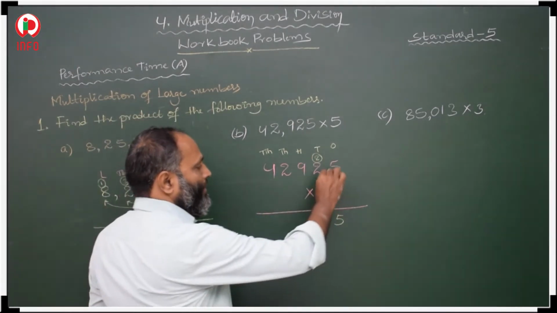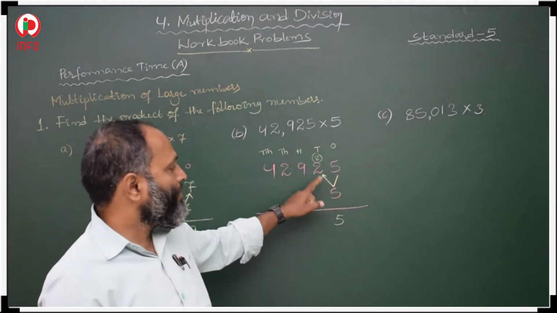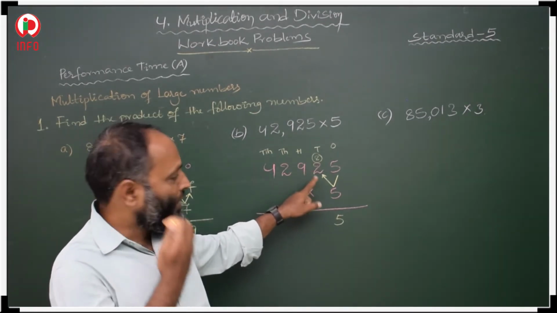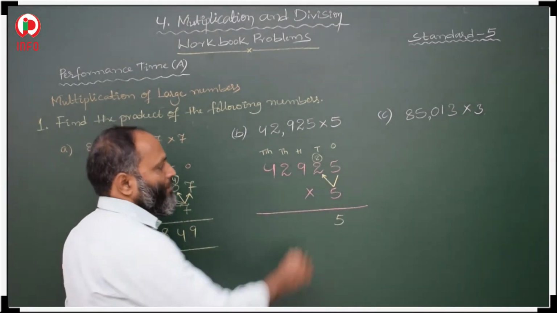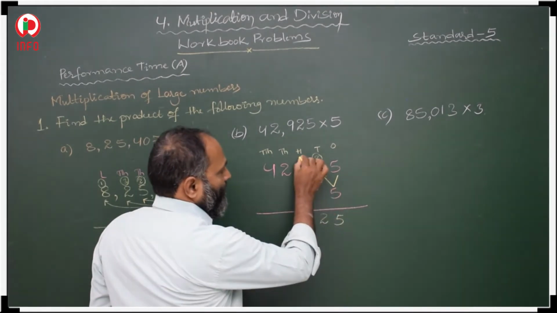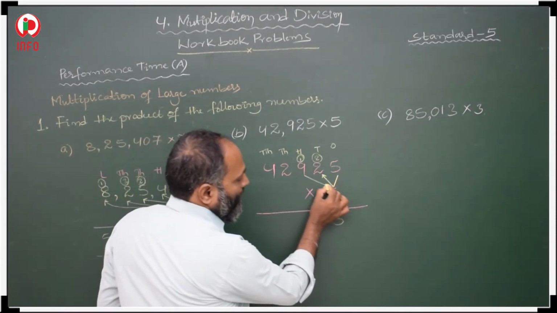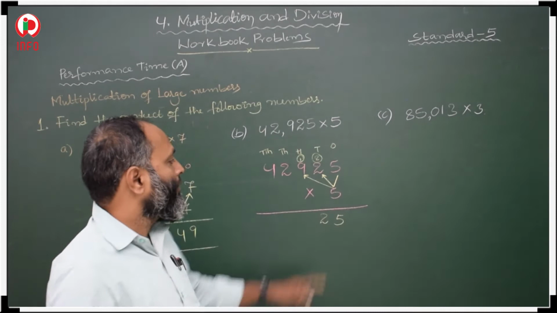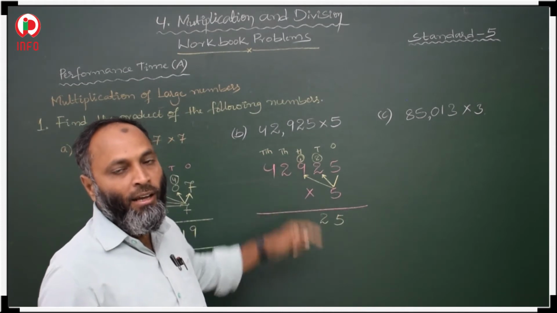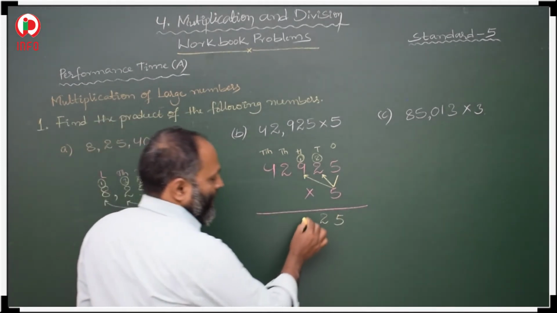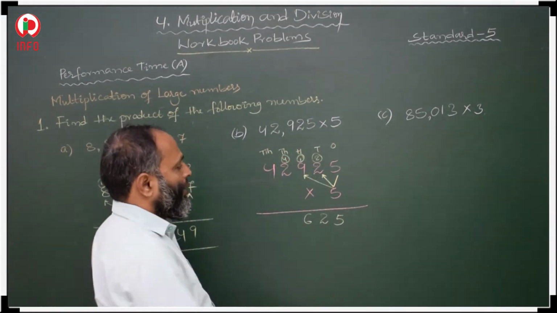Next 5 with 2 tens. 5 twos are 10. 10 tens plus 2, 10, 11, 12. 12 tens means 2 tens, 100. Then again 5 nines are 45. 45 hundreds and one more 100 is there. 4600 is nothing but 6 hundreds, 4 thousands, carrying over to the thousands place.